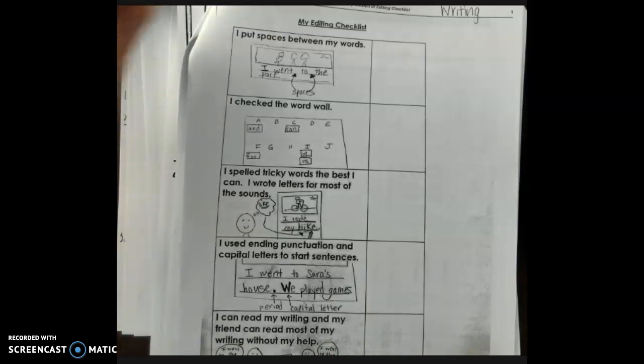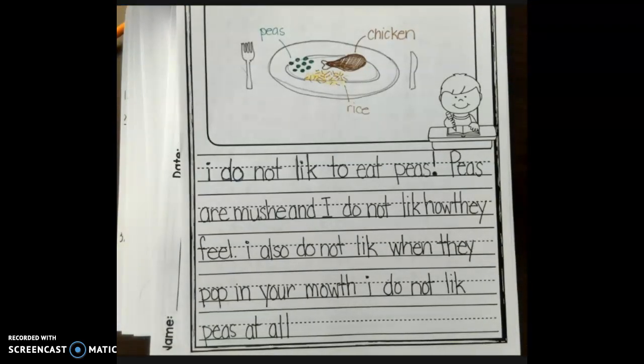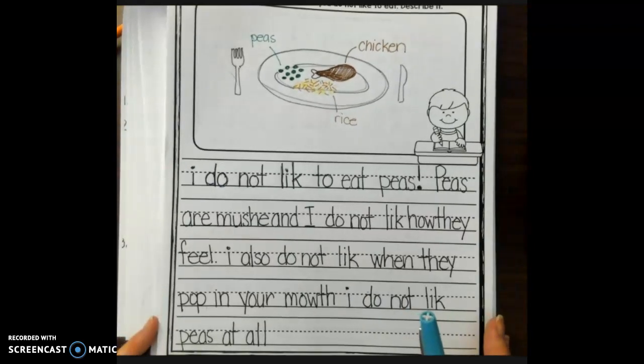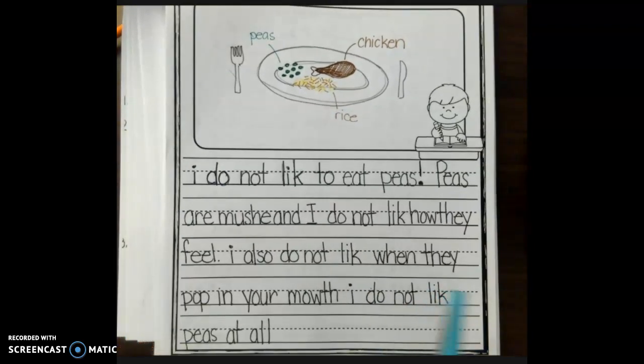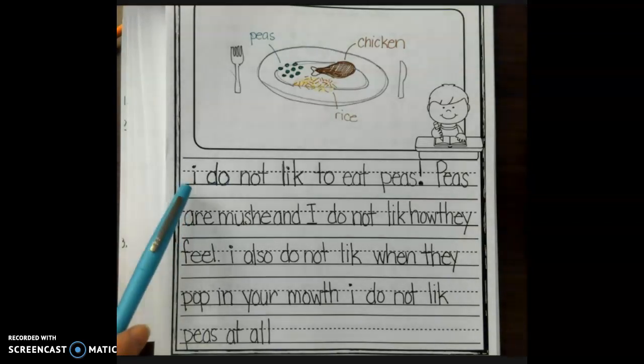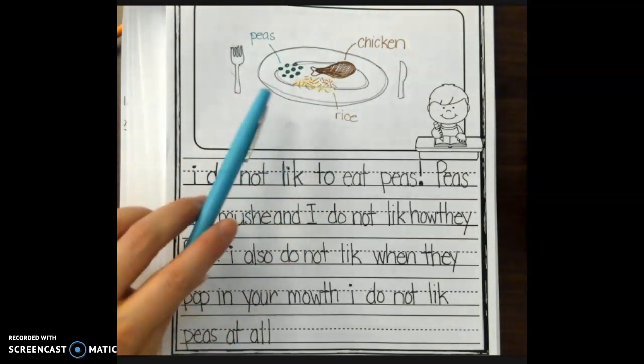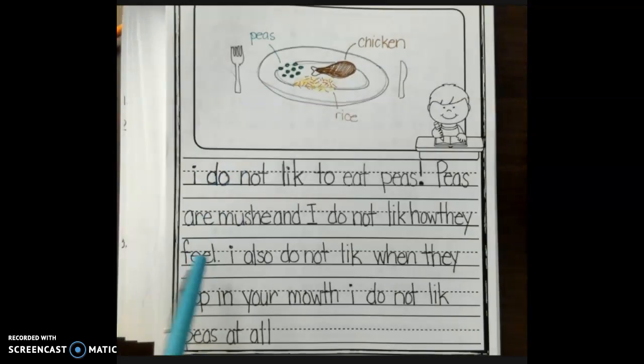So I first wrote my opinion, okay? So today's prompt was a food I don't like to eat. Draw a picture of a food you do not like to eat. Describe it. So mine is peas. I do not like peas. So I said, I do not like to eat peas. Peas are mushy and I do not like how they feel. I also do not like when they pop in your mouth. I do not like peas at all.